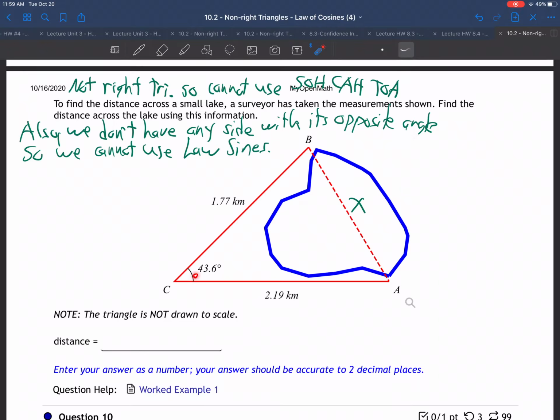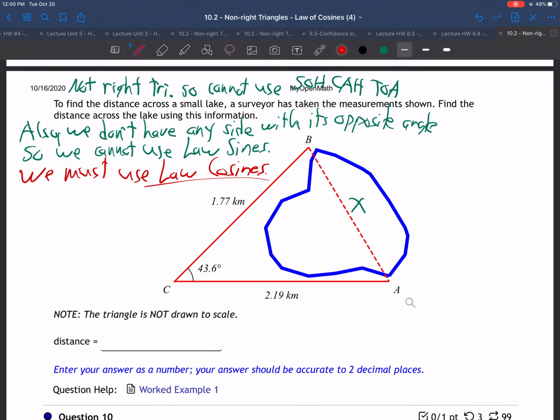So let me make sure you see that. Here we have this angle, but we don't have the side opposite. We're just calling it x. We don't know it. We have this side, but we don't have the angle opposite. We have this side, but we don't have the angle opposite. See how we don't have any side with its opposite angle? If we did, we would just use law of sines because that's easier. If we had a right triangle, we would use SOHCAHTOA. If we had a side and angle opposite pair, then we would use law of sines. We don't have either of those. We must use law of cosines.